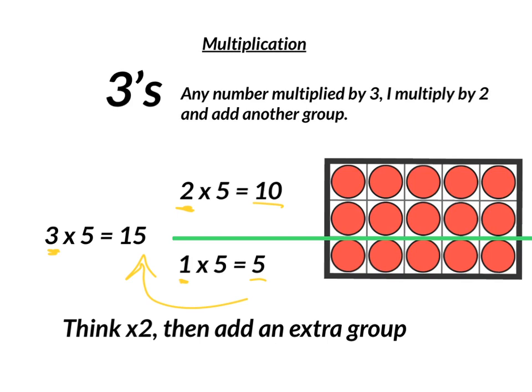3 groups of 5. So when I'm multiplying by 3s, I think to myself, what is my number sentence when I multiply it by 2? And then I add another group.